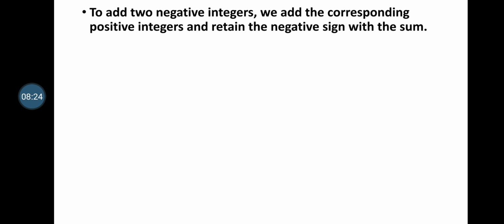So when you need to add two negative integers, what you should do is take the positive integer numbers, add them together, and keep the negative sign. Because both the numbers are negative, your answer will be negative, but the number value, how much it is, that value alone you should add together.